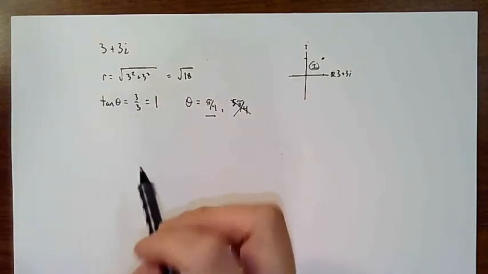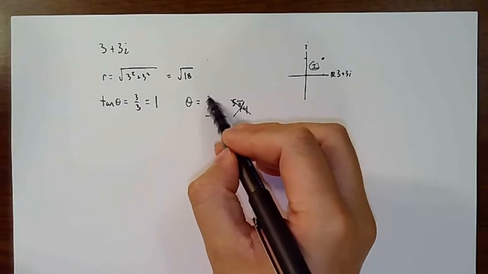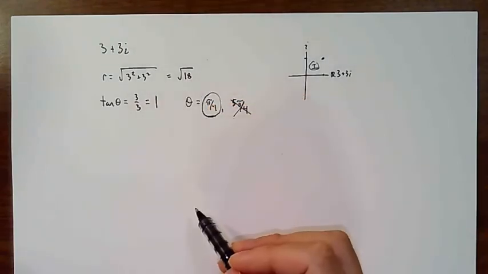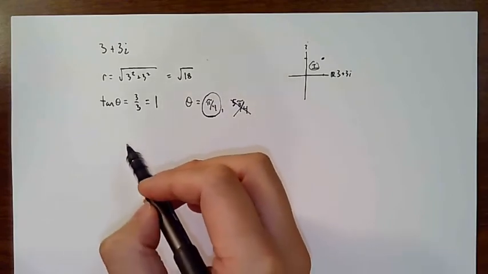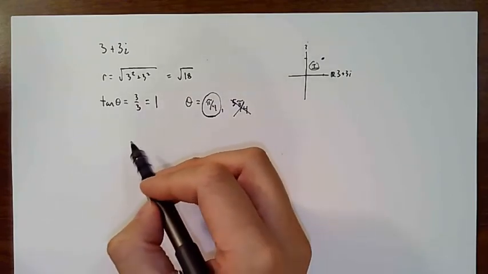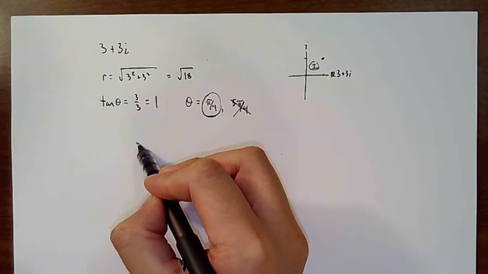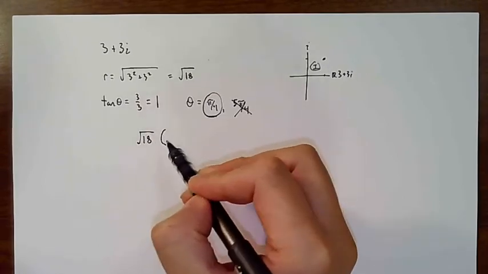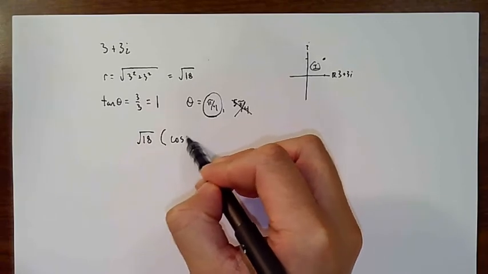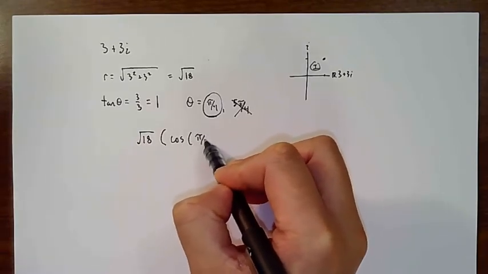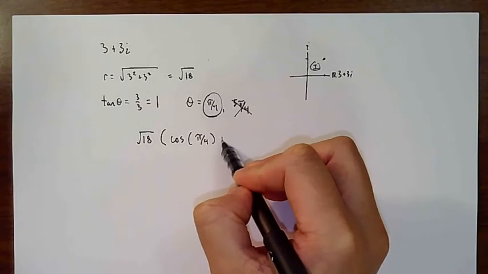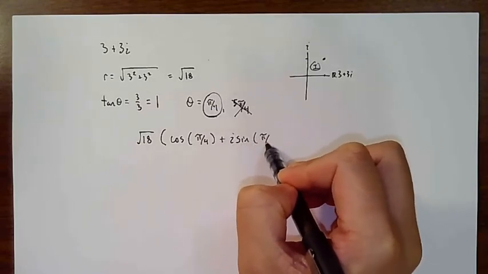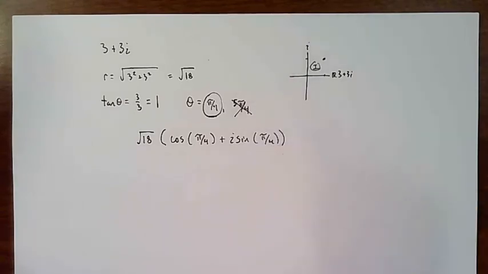So what we'll do is we will use our pi over 4 as our theta, and we have our r, square root 18. So now we can write our complex number with our r and theta. So our r is square root 18, and we're going to multiply this by the quantity cosine pi over 4 plus i sine pi over 4.